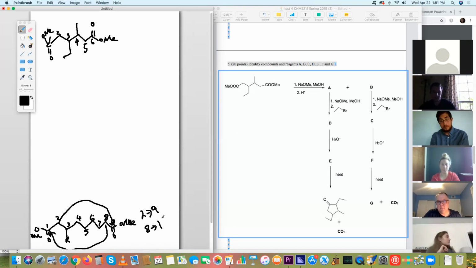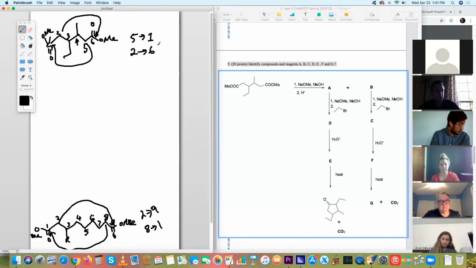So applying that same logic, we can do 5 to 1, or we can do 2 to 6. So we're going to end up with two different products. That's going to be A and B. But the catch is at the present time, we don't know what's A and what's B. So we're just going to have to go ahead and write those products out and see what we end up with. So let's do the 5 to 1 product first.